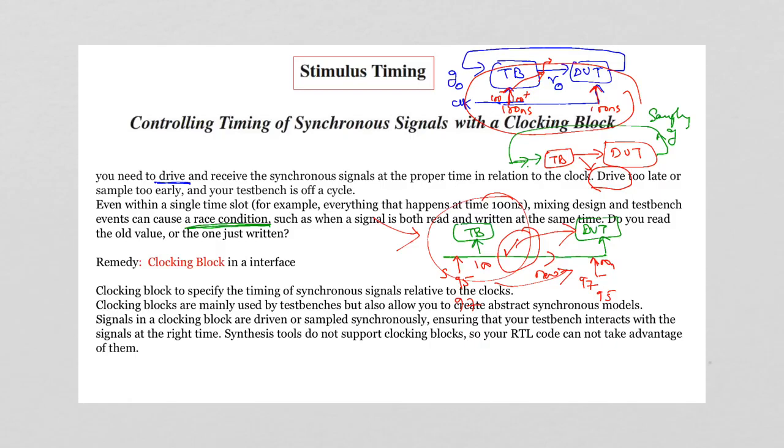Clocking block is mainly used to specify synchronization of clock and synchronous signals. With respect to clock, synchronous signals, how they are going to be sampled and how they are going to be driven. So clocking block is used to specify the timing of synchronous signals related to the clock. And these clocking blocks are mainly used by the test benches, so that you can create a proper synchronous model to test the DUT.